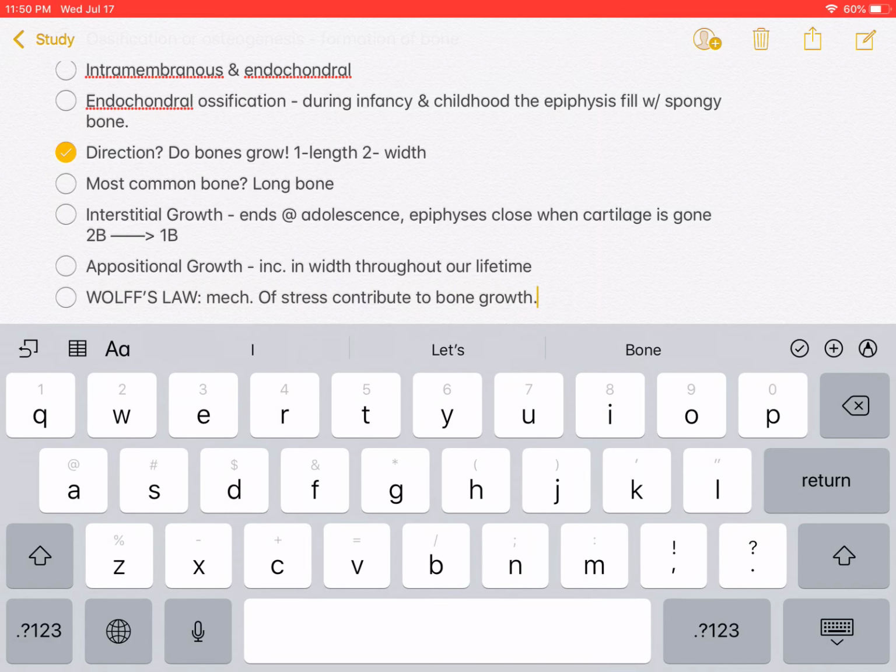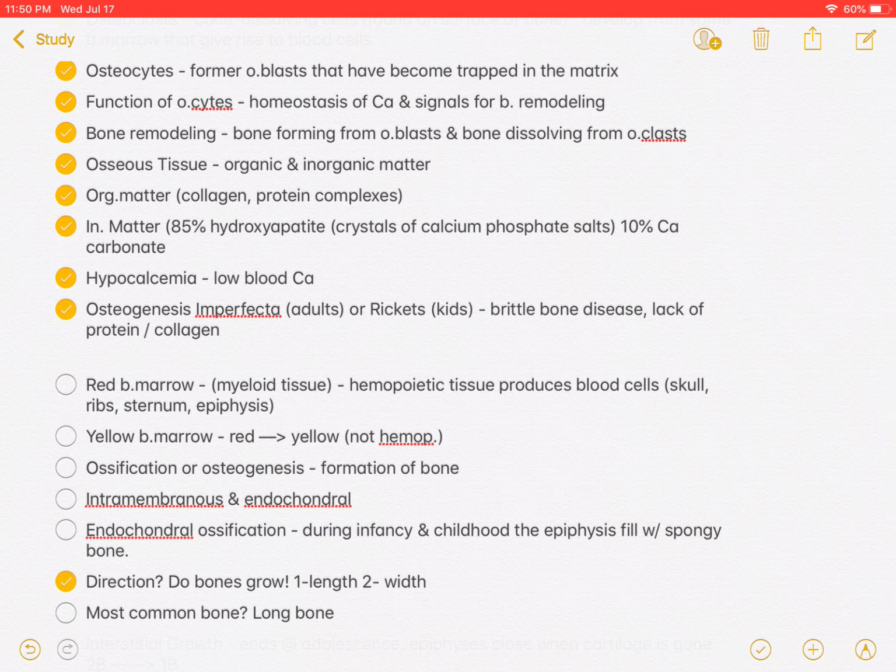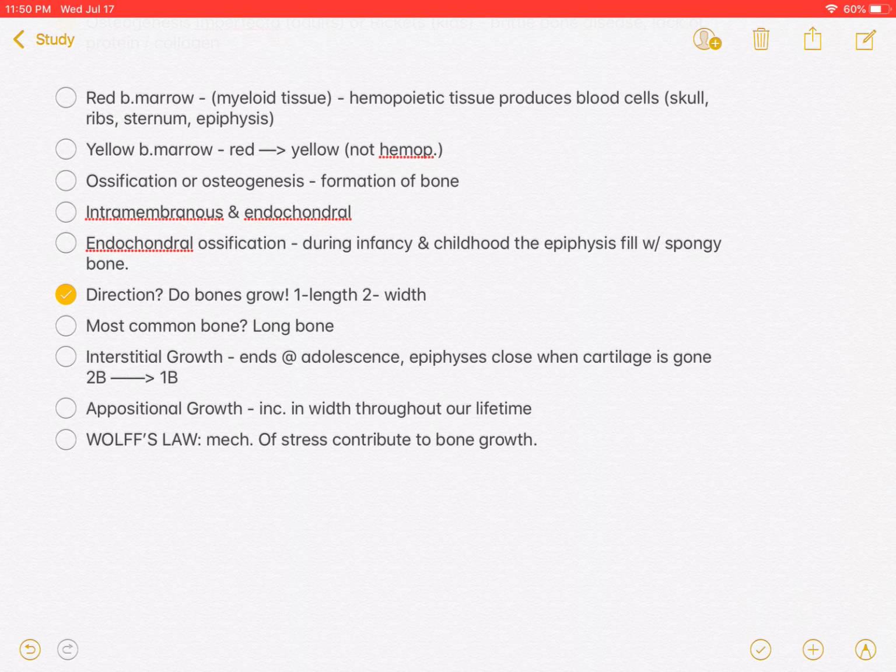We're going to end it here and go over these little ideas for the flashcards. There were only a few. Red bone marrow or myeloid tissue is hemopoietic tissue that produces blood cells. Examples of bones that have red bone marrow are your skull, ribs, sternum, and epiphyses. Yellow bone marrow goes from red to yellow, and it's no longer hemopoietic. This happens when you're an adult. There are more adipocytes in yellow bone marrow. Ossification or osteogenesis is the formation of bone, and we have intramembranous and endochondral ossification. During infancy and childhood, the epiphyses fill with spongy bone.